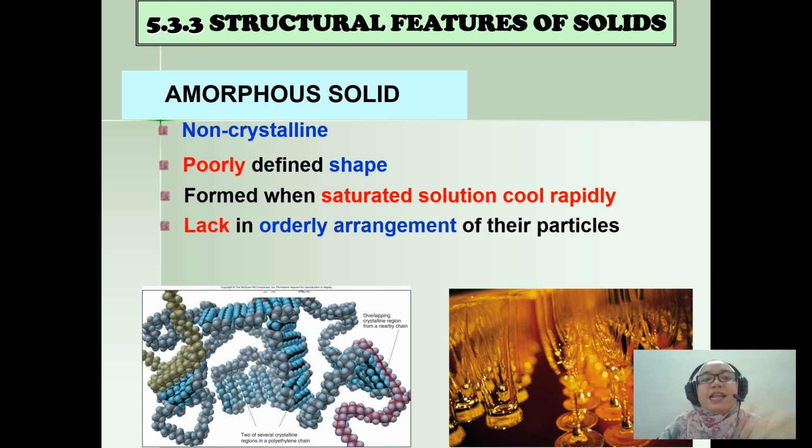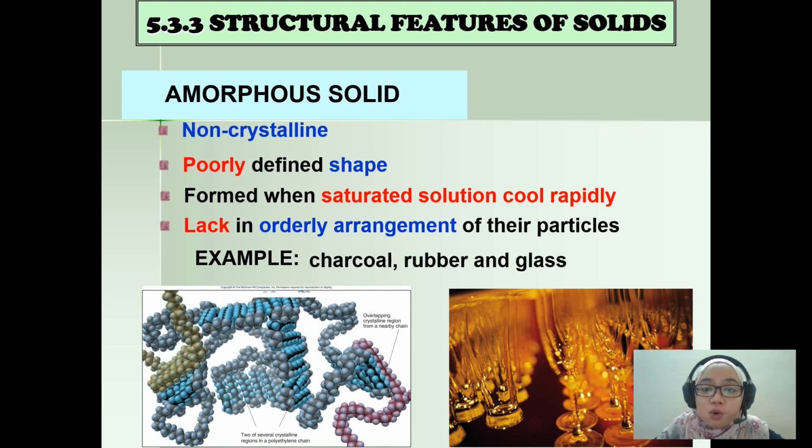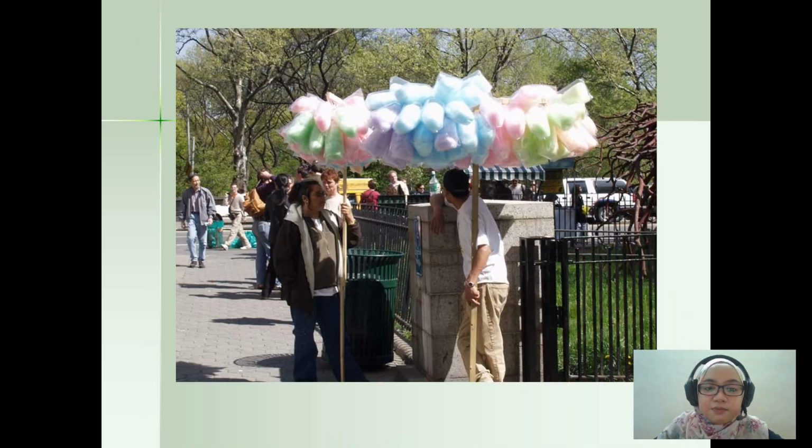So that's why they lack an orderly arrangement of their particles, which explains why it has a poorly defined shape. For example, we have charcoal, rubber, and glass. These are examples of amorphous solids. Cotton candy is an amorphous solid. Tadi, rock candy is a crystalline solid. Cotton candy is an amorphous solid.